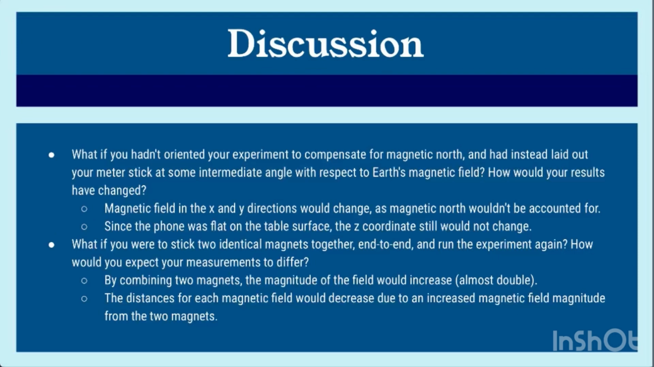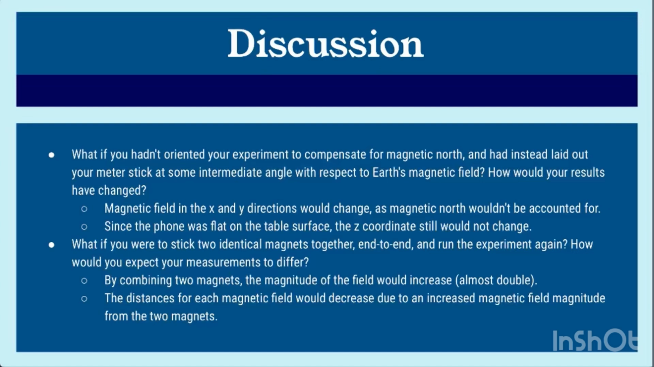Now we'll conclude with the discussion questions. The first one asks, what if you hadn't oriented your experiment to compensate for magnetic north and had instead laid out your meter stick at some intermediate angle with respect to Earth's magnetic field? How would your results have changed? The magnetic field in the x and y directions would have changed because magnetic north wouldn't have been accounted for, but since the phone is flat on the table surface, the z-coordinates still would not change.